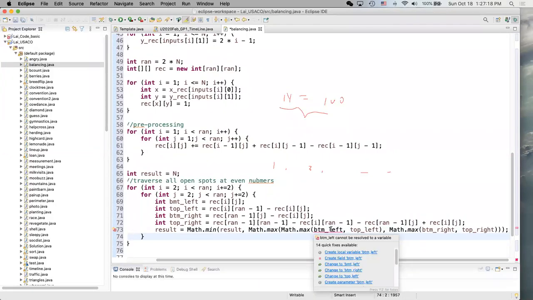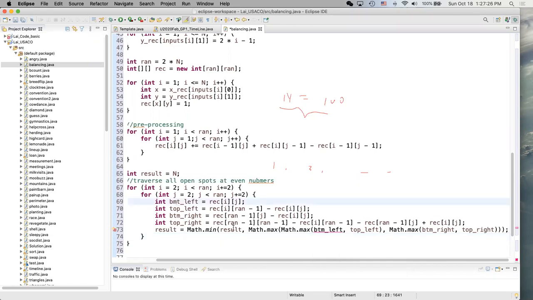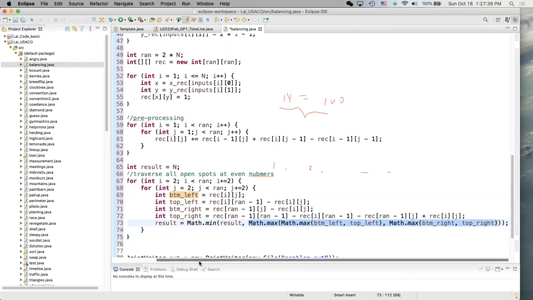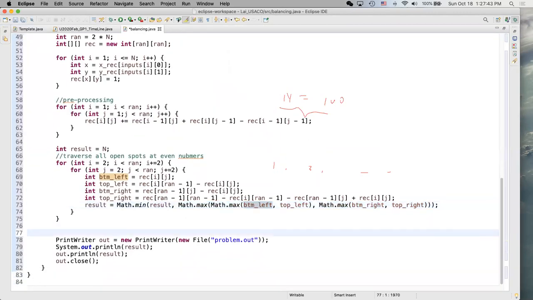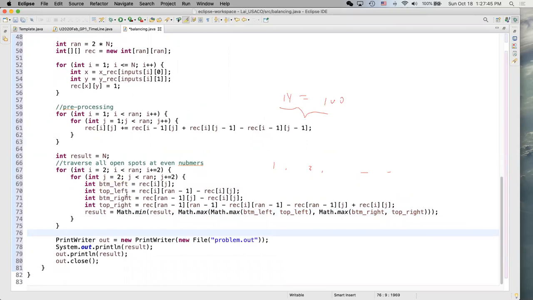Bottom left cannot be resolved to the variable. What's going on here is bottom. Okay, there you go. We have a typo here. Okay. All right. Now the right? So you get the maximum of among the four numbers and compare with the results. If it is minimum, go ahead and update it. And now I'm sure pretty much we are done with it. And after traversal, pretty much you're going to get the results.